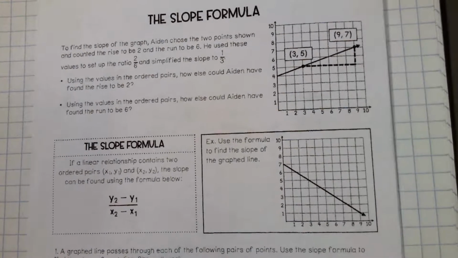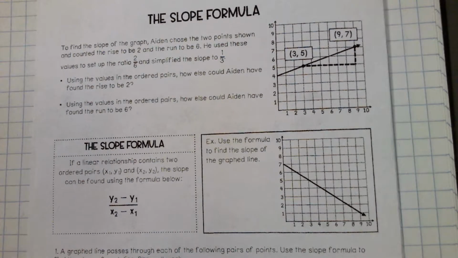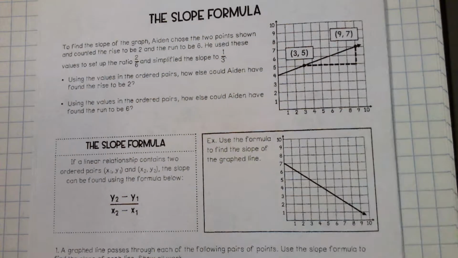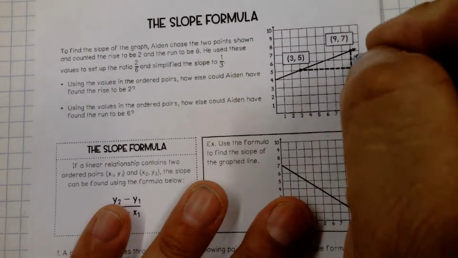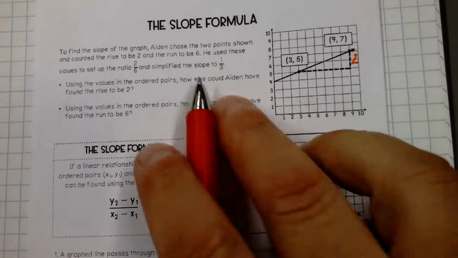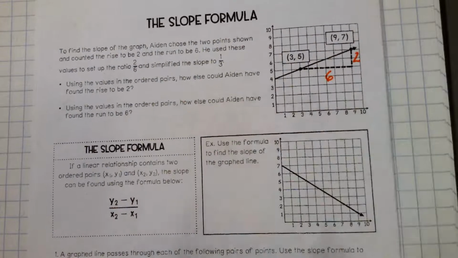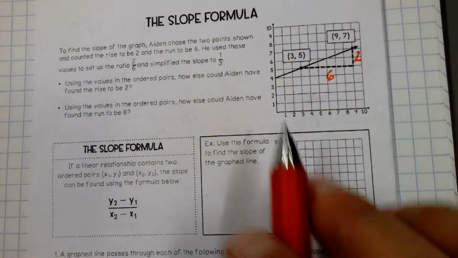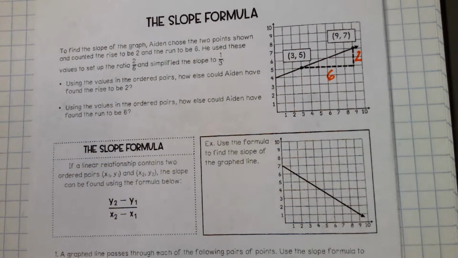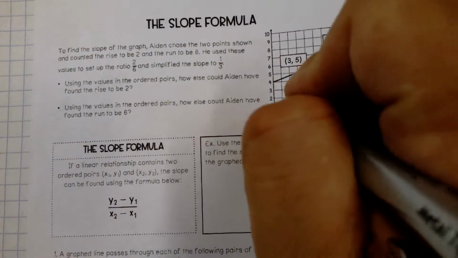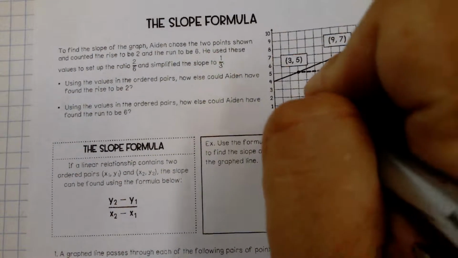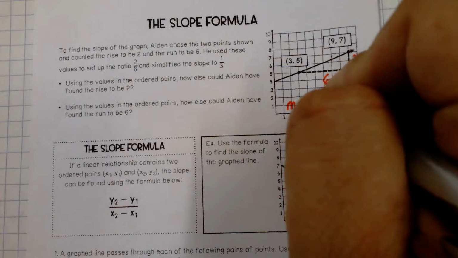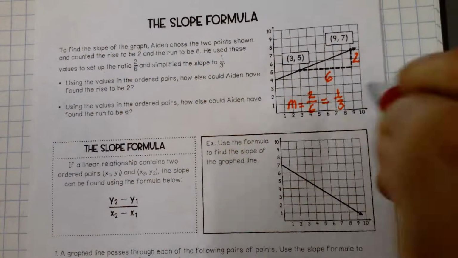It says to find the slope of the graph, Aiden chose the 2 points shown. So here's our 2 points, and he counted the rise to be 2 and the run to be 6. So obviously that's a rise of 2, a run of 6. It's going upwards, so it's positive. And then when he reduced it, rise over run, simplified down to 1/3. Okay, that all checks out.